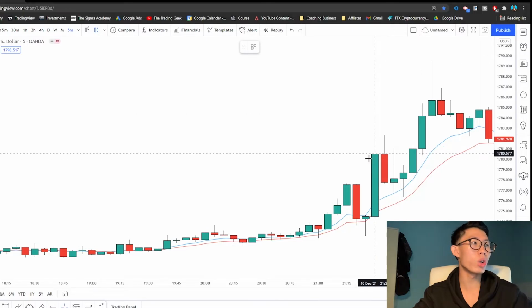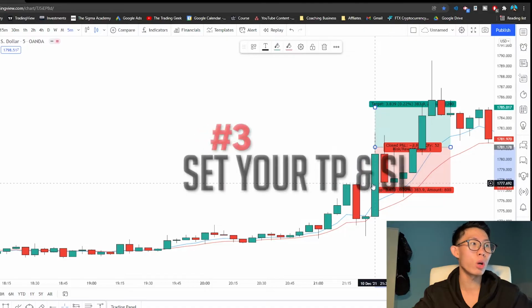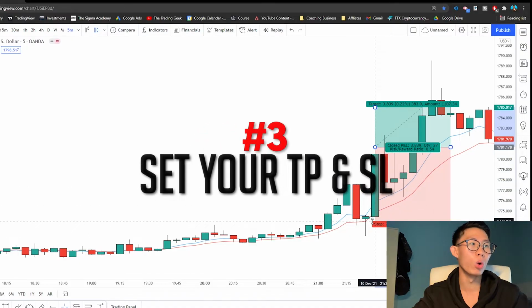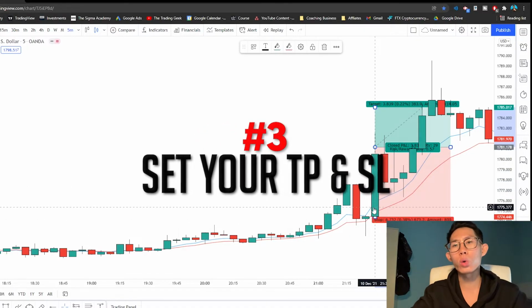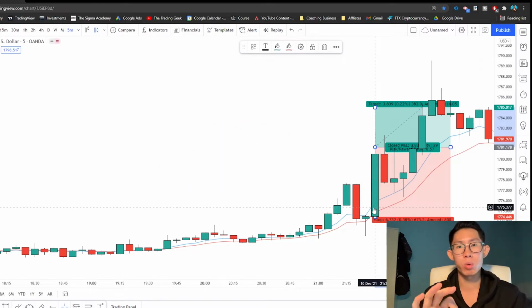So right here, when we saw these huge candlesticks, we could have easily got in around here, and our stop loss would be pretty much just below this candlestick. I want you to keep your stop loss as tight as possible. This is like a little scalping strategy, so you want to keep it as tight as possible.